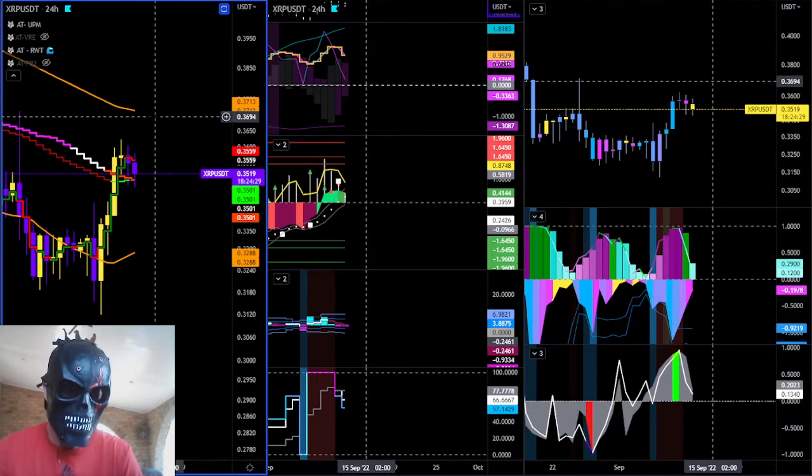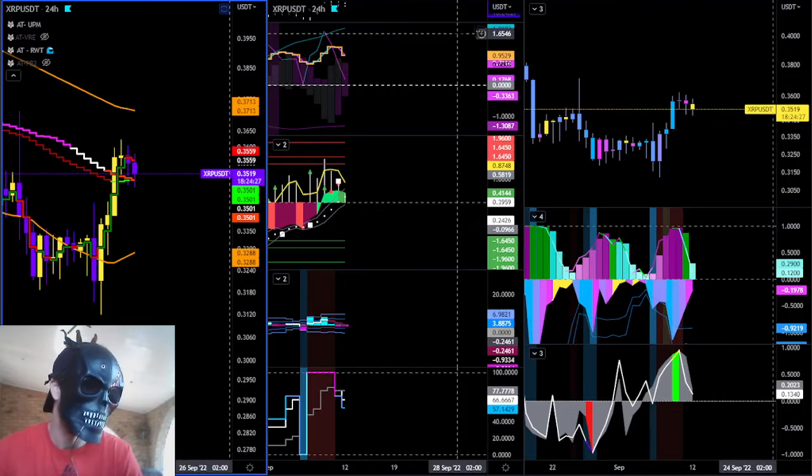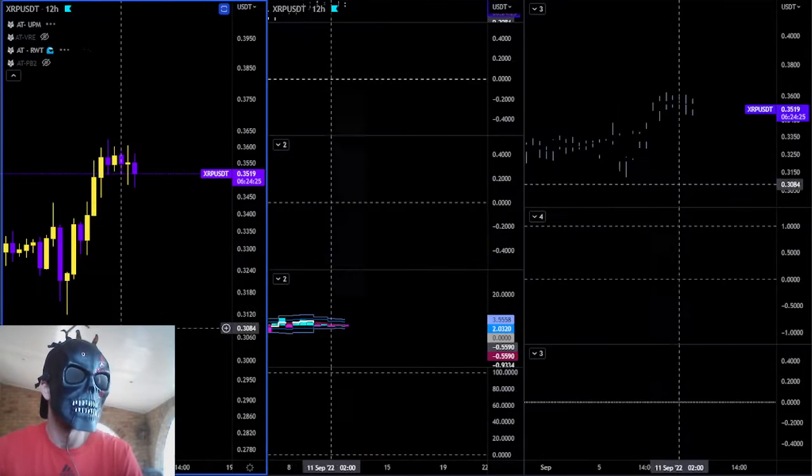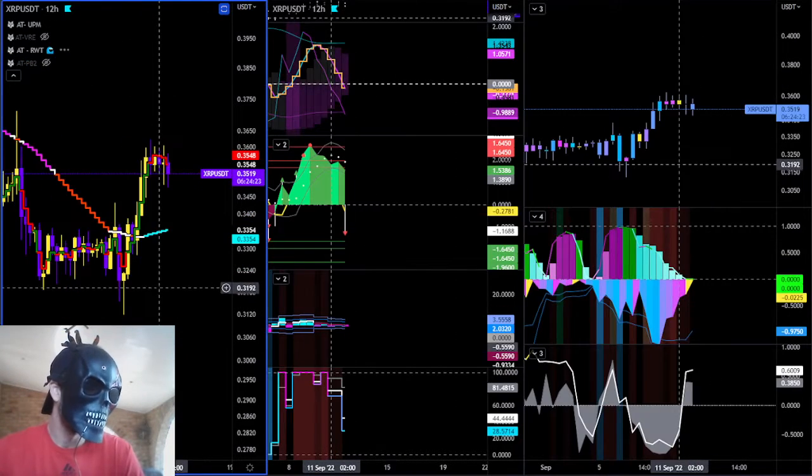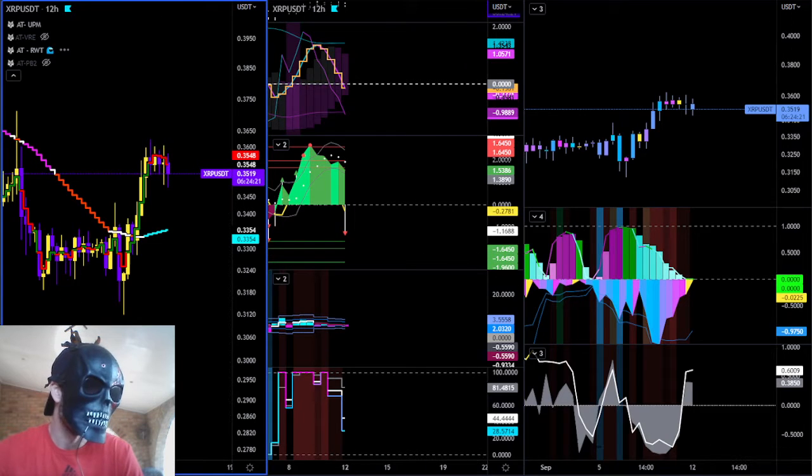Our means green. We're going to go hit this orange thing at 3718. 12 hour. And then we'll throw up some targets here. 12 hours looking quite nice.